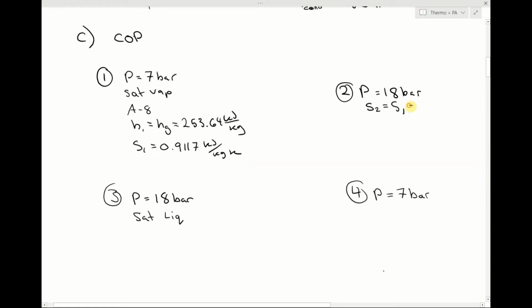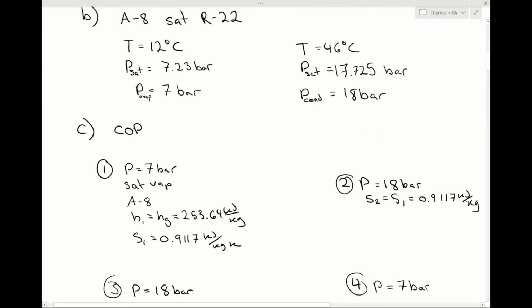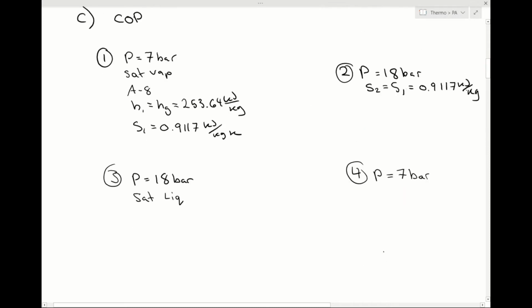Okay, moving on to the next state, we now know two things about it: this 18 bar and our S2, which is equal to our S1. This one actually requires a double interpolation. We're in the superheated table, so we are talking about table A9, and we'll spare you the double interpolation, though it's good to know that getting from this state point to the enthalpy we're going to write down will take a little bit of work if you're doing it on your own. So this h2 is 276.99 kilojoules per kilogram.